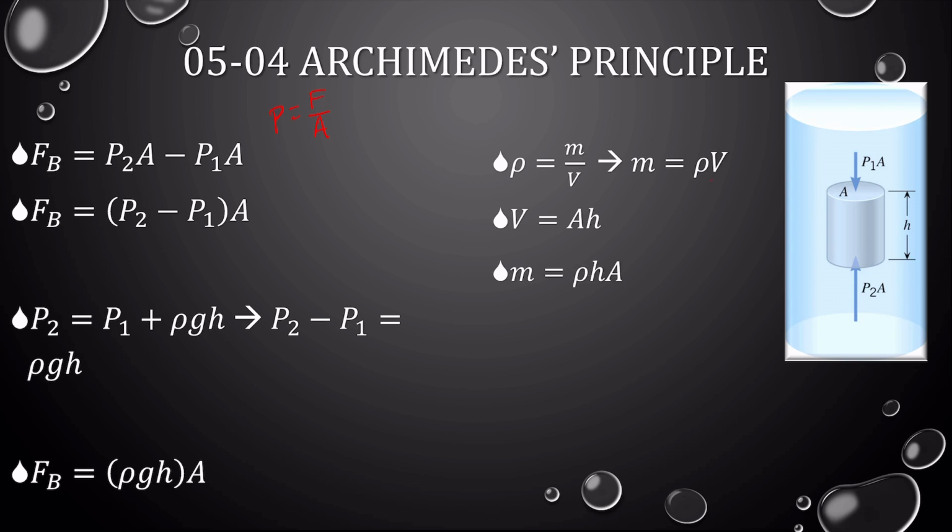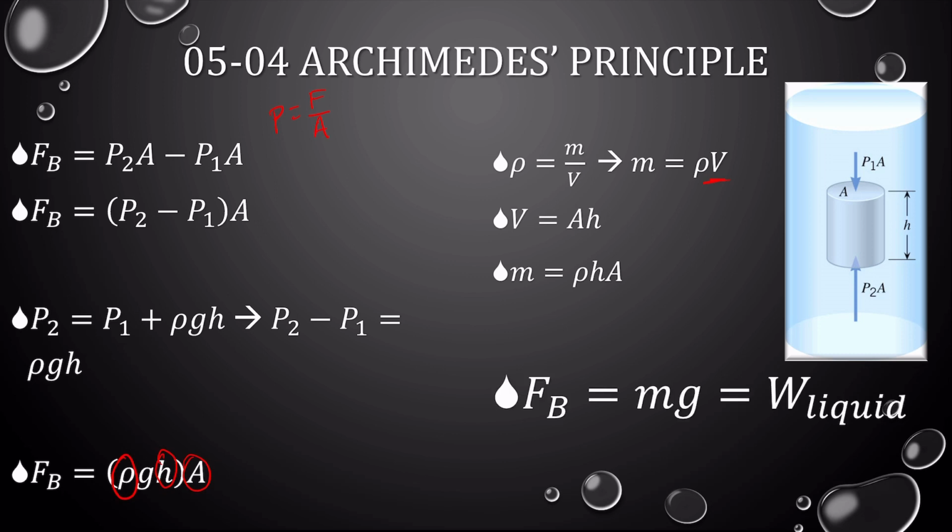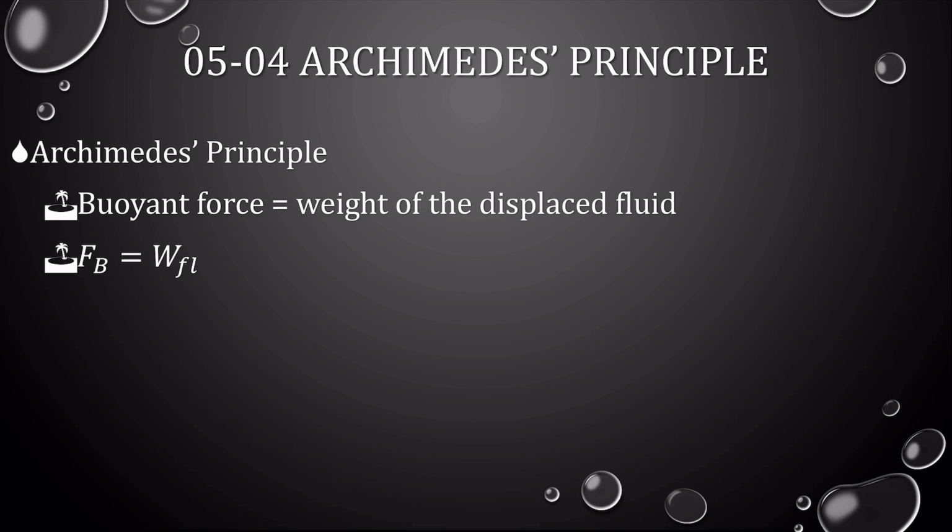Therefore, if I substitute for the volume there, the mass must be the density times the height times the area of the base. Well, if we look over here for the force, that's the density, height, area of the base. So it looks like the buoyant force is the mass times g. Oh, but wait, mass times g is the weight. So this is the weight of the liquid that's displaced. That's Archimedes' principle. The buoyant force is the weight of the displaced fluid. So that's the amount of fluid that got pushed out of the way when this object was stuck in it. So our buoyant force is the weight of the fluid.